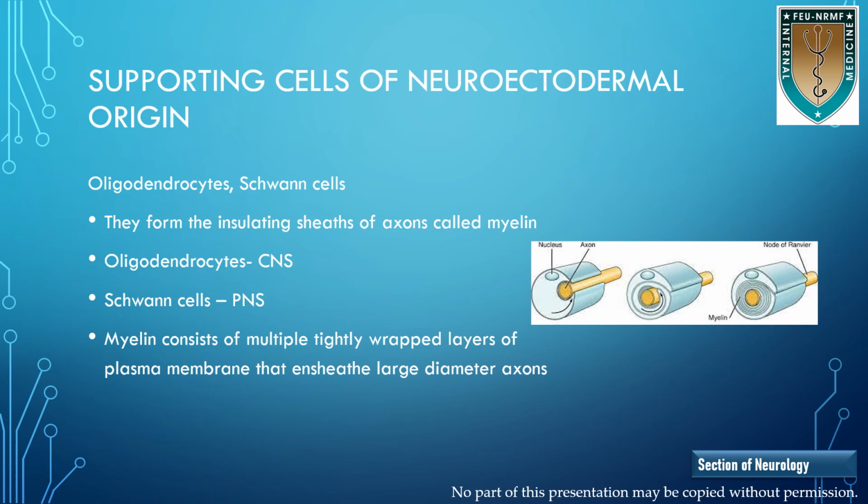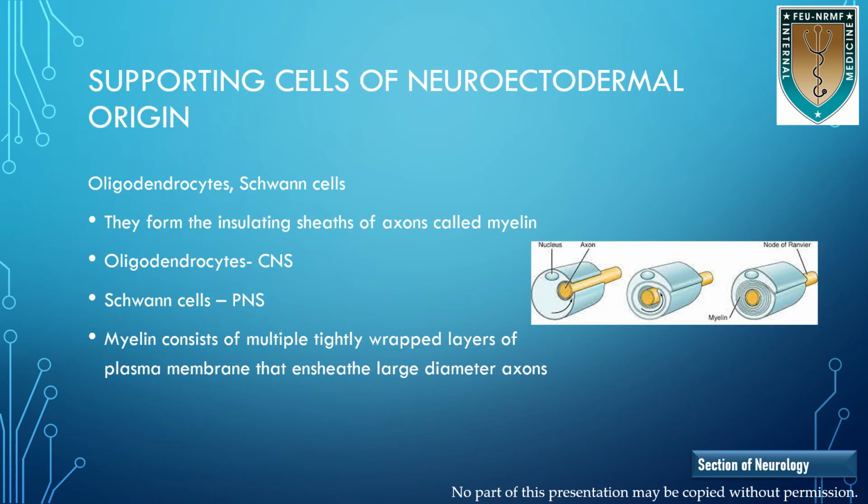We now go to the glial cells of neuroectodermal origin. We will discuss the oligodendrocytes and the Schwann cells together because they share an important function. Both of them form the insulating sheaths of axons called the myelin. In the CNS, this is done by the oligodendrocytes, and in the PNS, this is done by the Schwann cells.